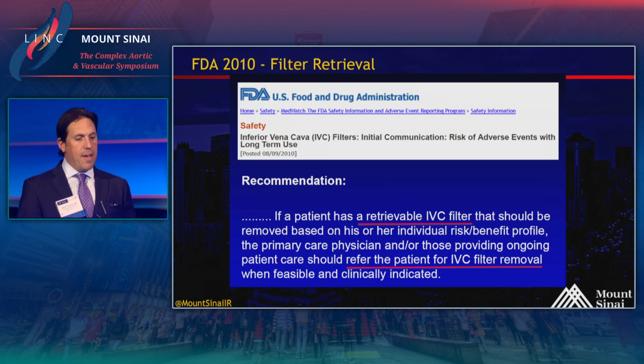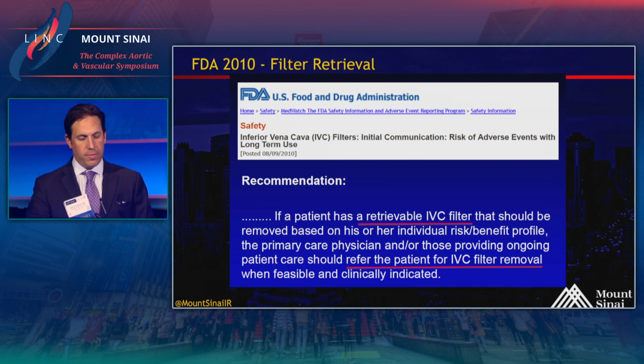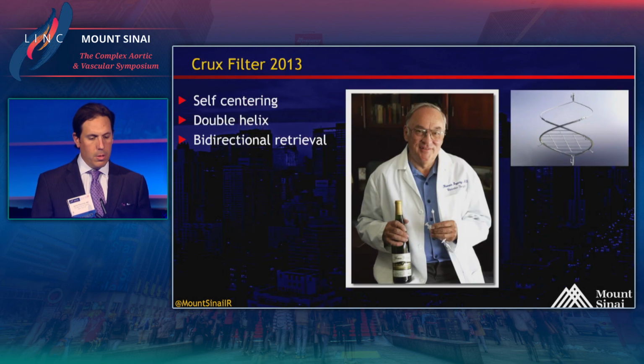In 2010, the FDA issued this recommendation. This was basically their warning, and this was based on a lot of data that they had available to them at the time, that if a patient has a retrievable filter, it should be removed based on the individual risk-benefit. And if you know somebody has a filter, you should refer the patient for filter removal.